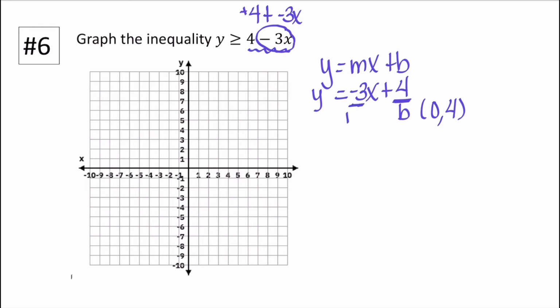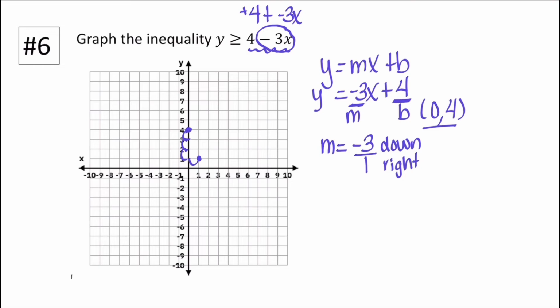My slope, which is m, is negative 3. So m equals negative 3 is, remember, negative 3 over 1. That means I'm going to go down 3 and right 1. I'm going to start with my y-intercept at 0, 4, which is right here. Then I'm going to go down 3, so down 1, 2, 3, and right 1. And that is my second point.